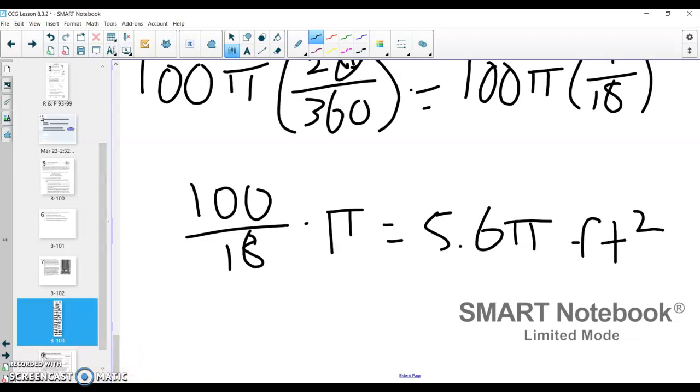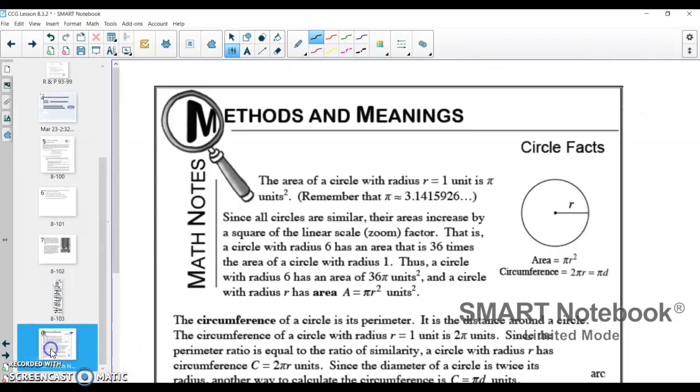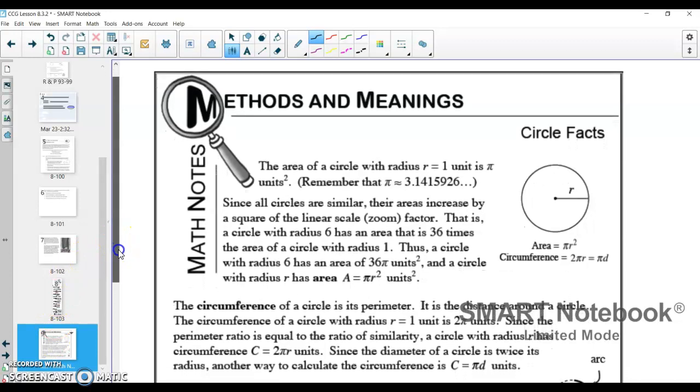That is all I've got for the classwork. So the last thing I'll have you do is just look at these math notes. We kind of went over them in a previous video. I think video 2 looked at this a little bit. But just important things to highlight here.